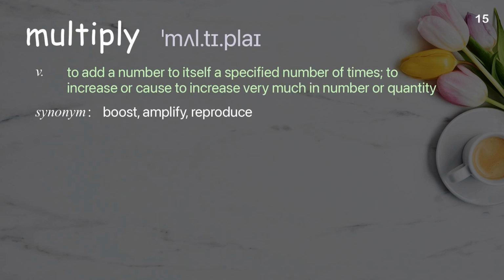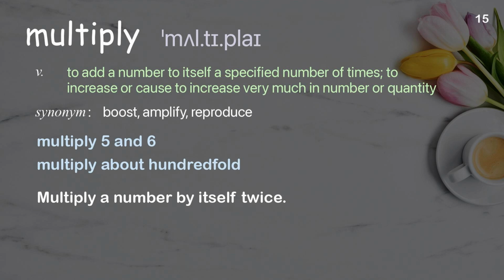Multiply. To add a number to itself a specified number of times, to increase or cause to increase very much in number or quantity. Examples: Multiply 5 and 6. Multiply about 100-fold. Multiply a number by itself twice.